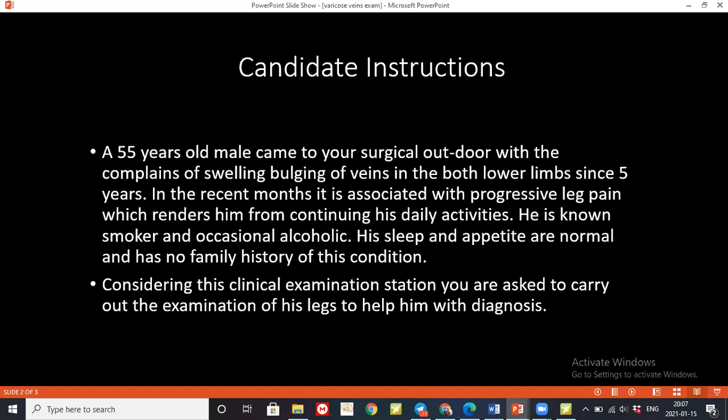Today I have been asked to examine your leg, that includes look, feel and move. Are you okay? Yes. Continue.